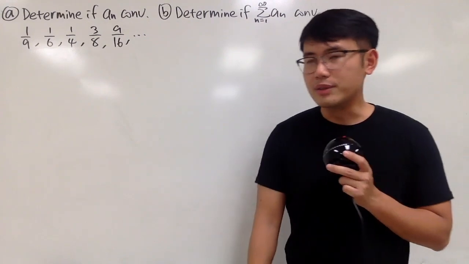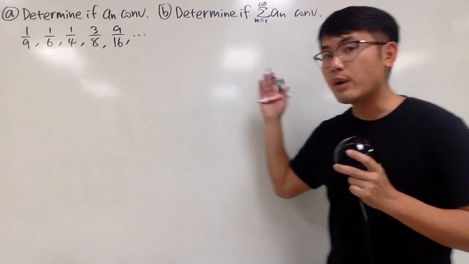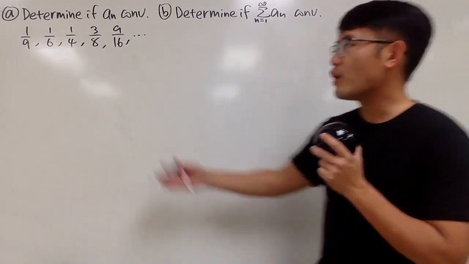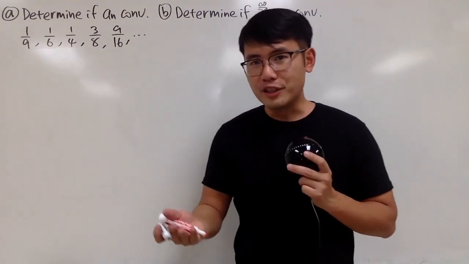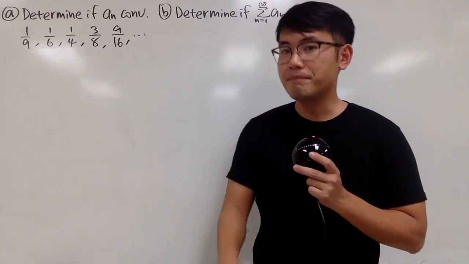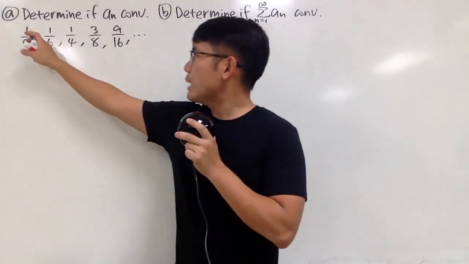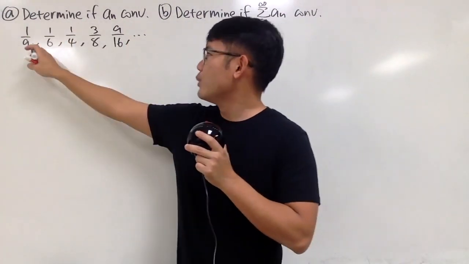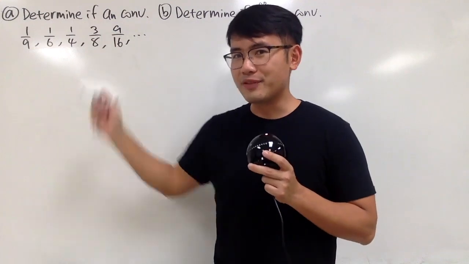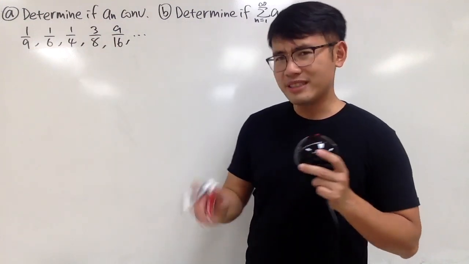Okay, in this video, we're going to see if the sequence converges or not, and then we'll see if the series converges or not. So let's take a look right here. And it's always a good idea to come up with an explicit formula to work with. So we'll see. Notice that we have 1, 1, 1 on the top, and we have 9, 6, 4 on the bottom there. So it's not so clear.